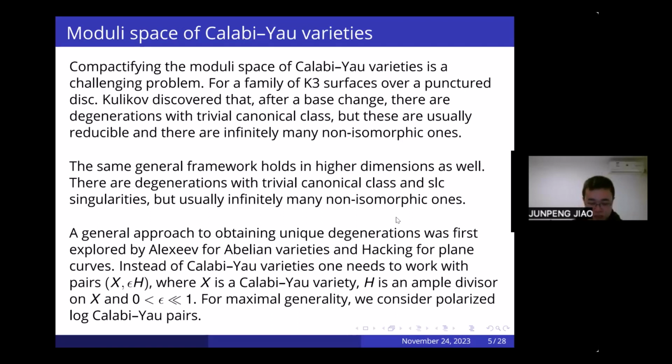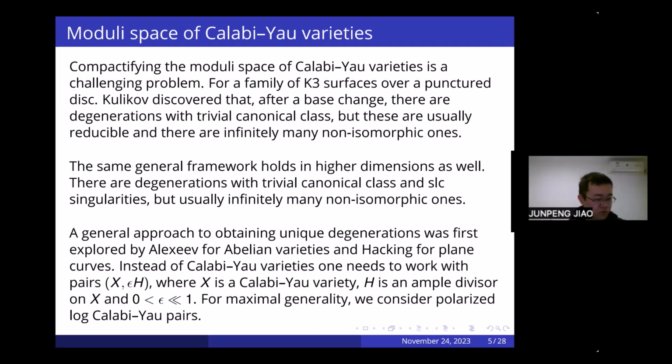Degeneration. When we study degeneration of varieties, there are many reasons to study degeneration. One reason is to compactify the moduli space. In this talk, we are particularly interested in Calabi varieties, and compactifying the moduli space of Calabi varieties is a challenging problem.